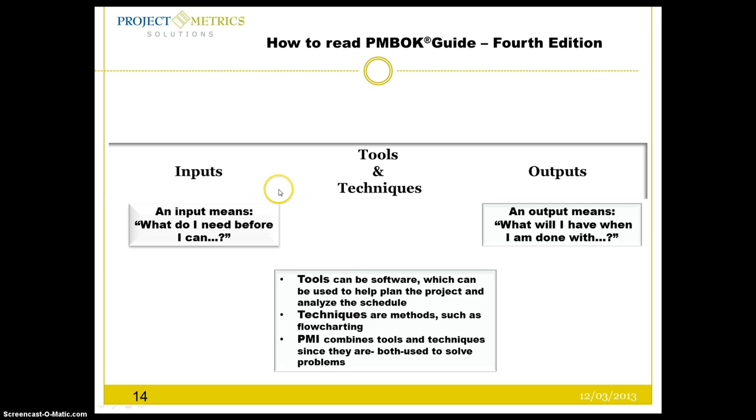And there are tools to accomplish every process, tools and techniques. So there are inputs, there are outputs. The inputs: what do I need before I can accomplish this? And the output: what will I have when I am done with accomplishing the process? And of course, there are tools and techniques. Tools can be software which can be used to help plan the project and analyze the schedule. Techniques are methods such as flowcharting, and as a project manager, you combine the tools and techniques. Simply, they are both used to solve your problem.